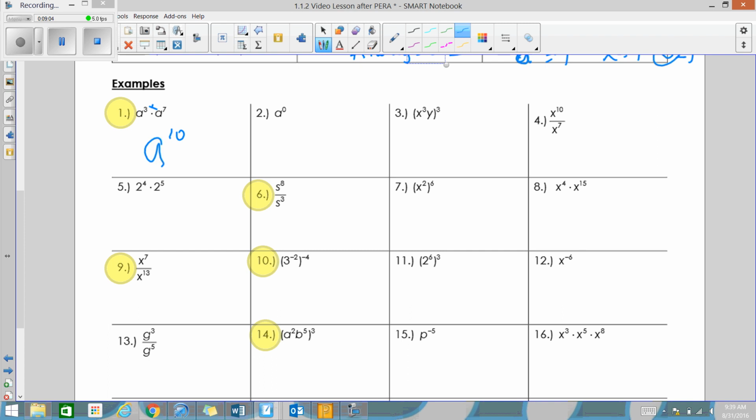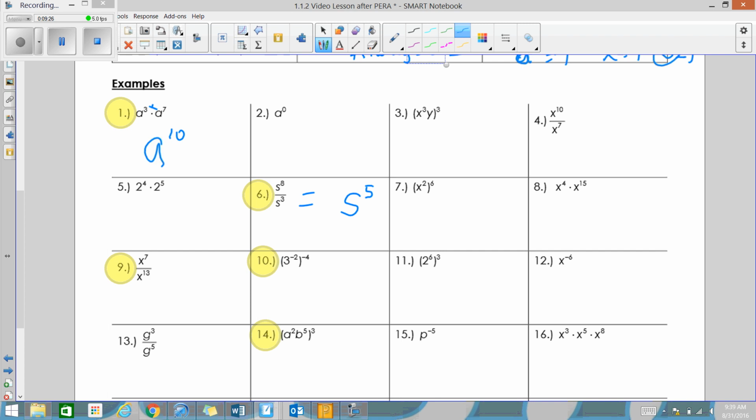Number 6, this is a quotient, so you're dividing. The base is the same, so we know our answer is going to have a base of s, and we're going to go numerator minus denominator, 8 minus 3, and this is 5, so it's s to the 5th power. You are subtracting, so 8 minus 3.